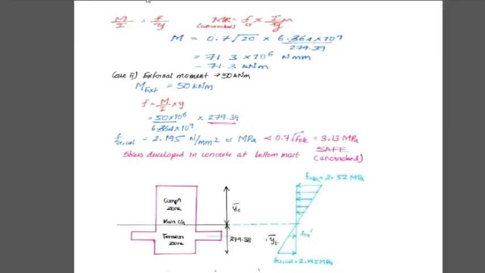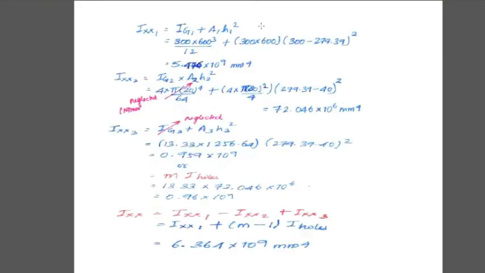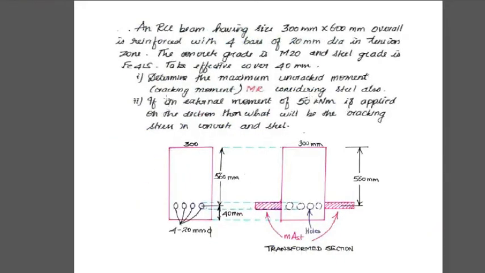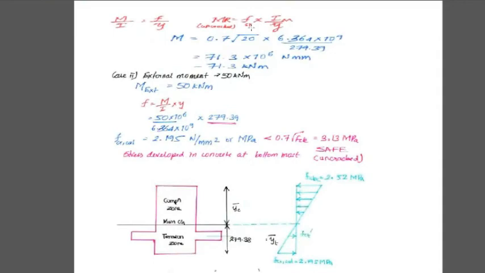substitute that in the bending equation M by I equal to sigma by y. So we know that F equals nothing but the cracking moment. This is what is given in the question, the cracked and uncracked moments. So we have to find F equal to Fcr. So Fcr equals 0.7 root of fck, and the I value we found is 6.364 into 10 power 9 divided by y bar 279.39. After substituting all the values, we got the value of moment as 71.3, and case 2.